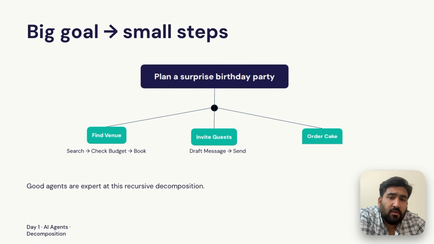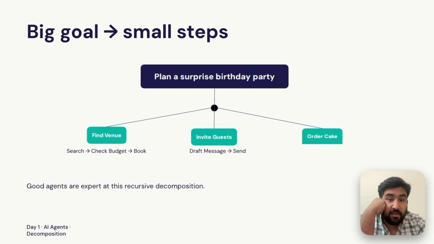Look at this tree on the slide, okay? The root node at the top is plan my friend's surprise birthday party. So a big fuzzy goal, right? Way too abstract, like you have not given any details. So the agent decomposes it into smaller pieces. The level 2 branch is like find a venue, invite guests, order a cake, coordinate the timing of the arrivals. Now each of these broken-down components has its own task.